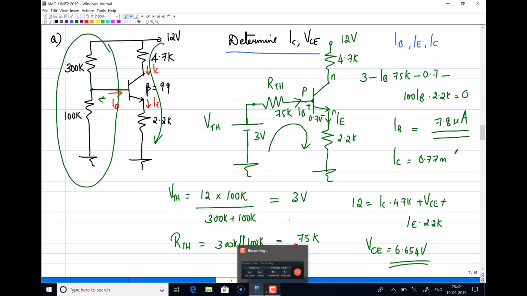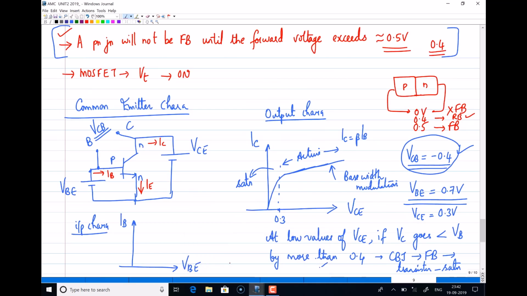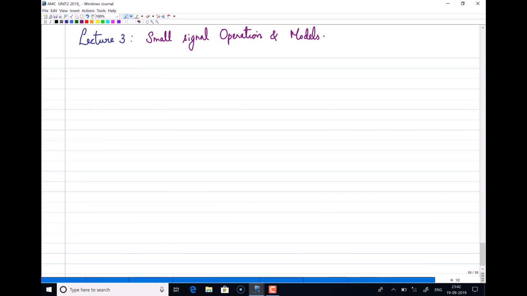Now in today's lecture we'll look at the small signal operation and models of the BJT transistor. In the first lecture, while discussing the modes of operation, we saw that when the emitter base junction is forward biased and the collector base junction is reverse biased, the transistor will be in active mode, and this active mode of operation is used to amplify signals. So after DC biasing and the numericals associated with it, in today's class we'll look at the small signal operation and equivalent circuit of the BJT.